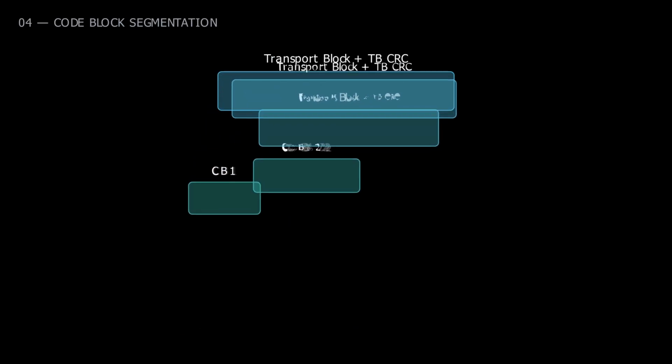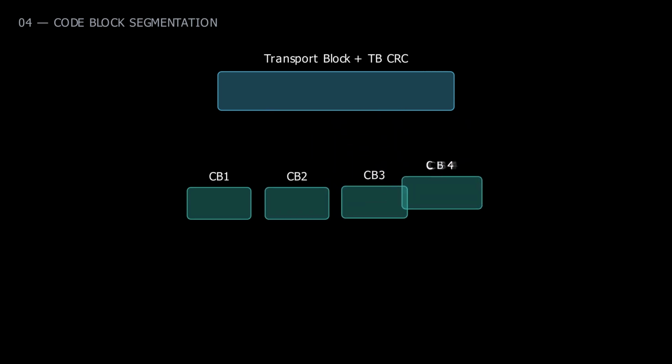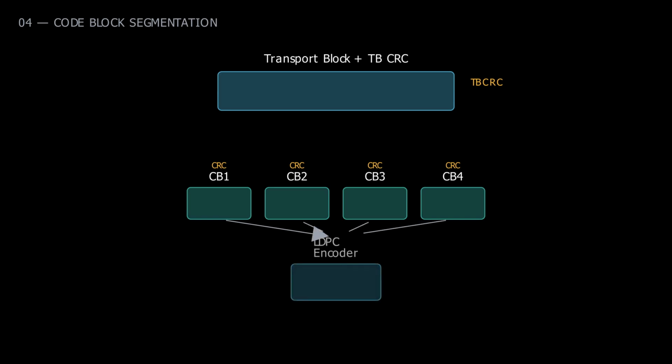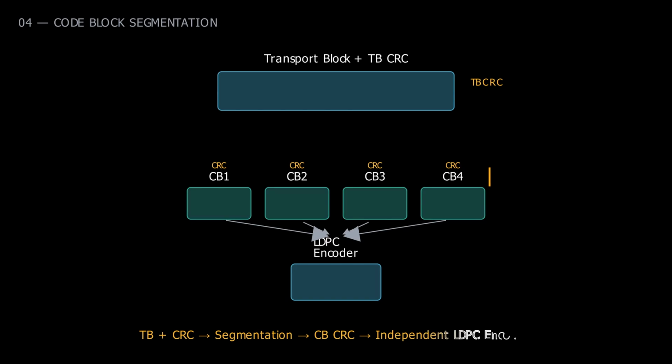Transport block is divided into multiple smaller code blocks. Each code block can now be processed independently by the LDPC encoder. Remember, transport block already contains one transport block CRC. After segmentation, every code block also receives its own code block CRC. Now each code block is completely independent and can be encoded separately by the LDPC encoder. This is the complete purpose of code block segmentation.